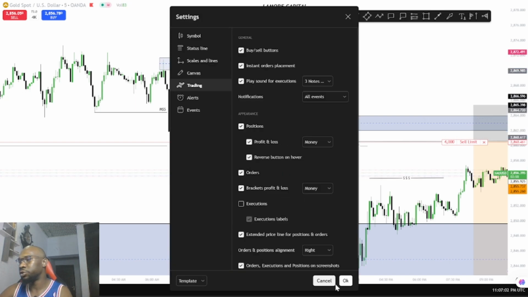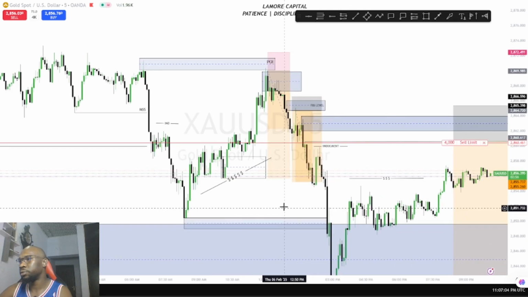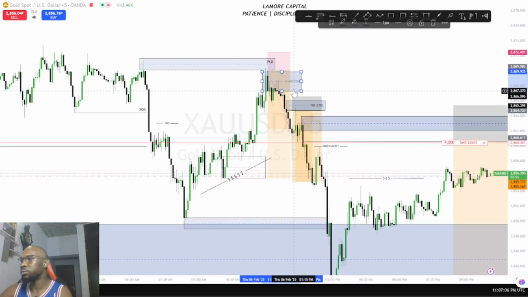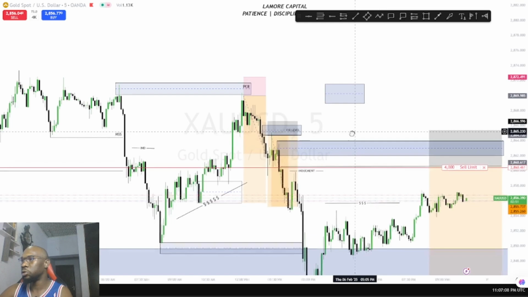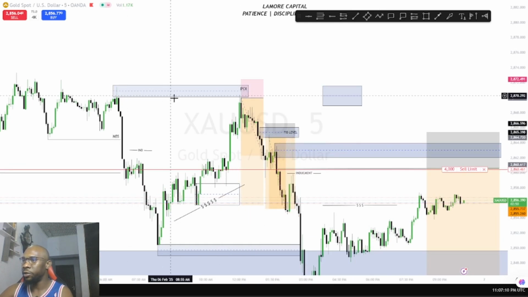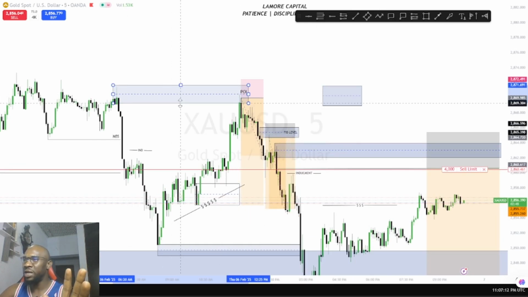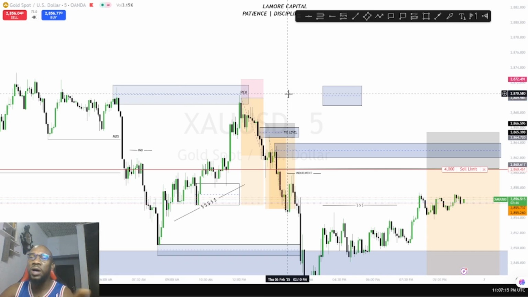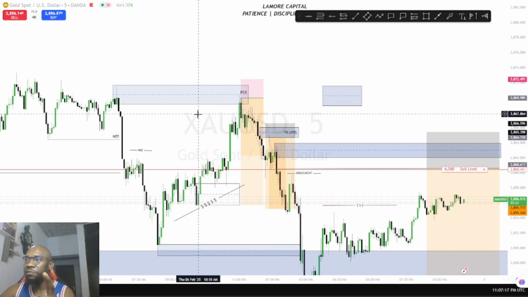I remove my executions. So this is my POI here. I was supposed to mark my candle. I normally mark the full candles. But when I'm looking for a sharp entry, sniper entry, I go with my wick.